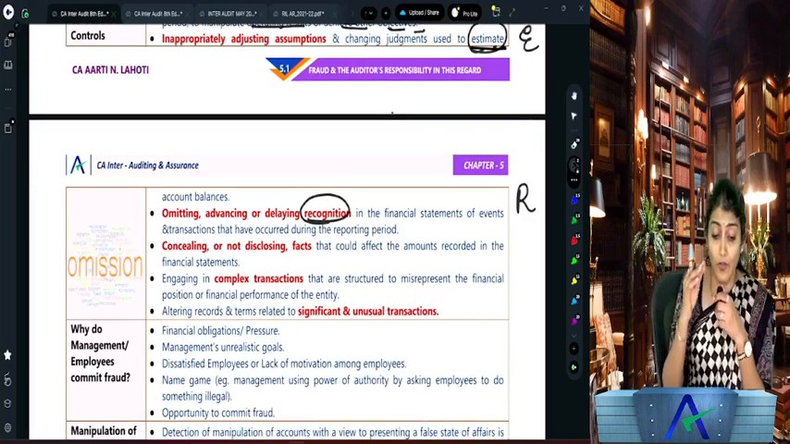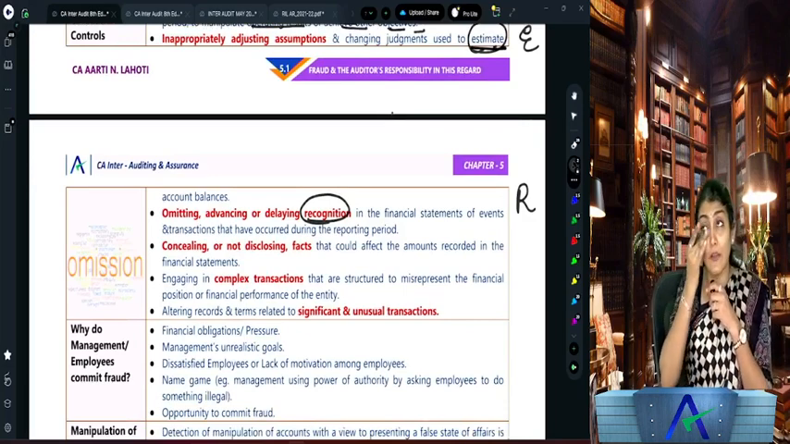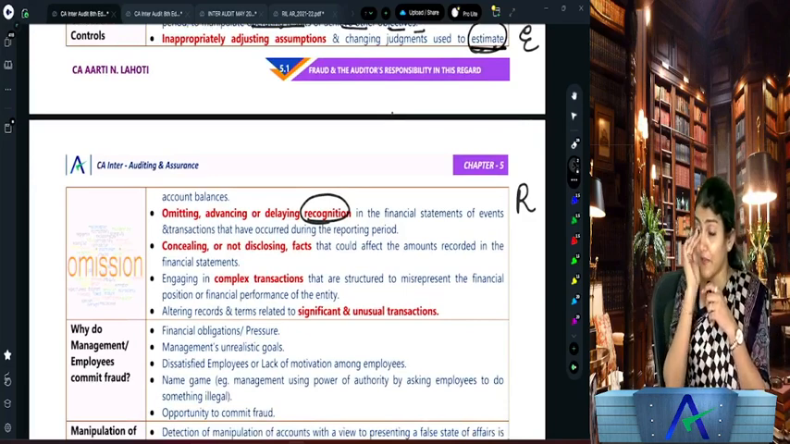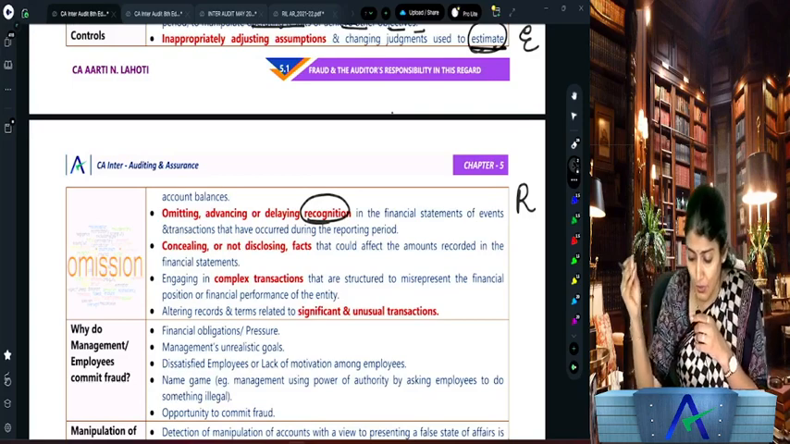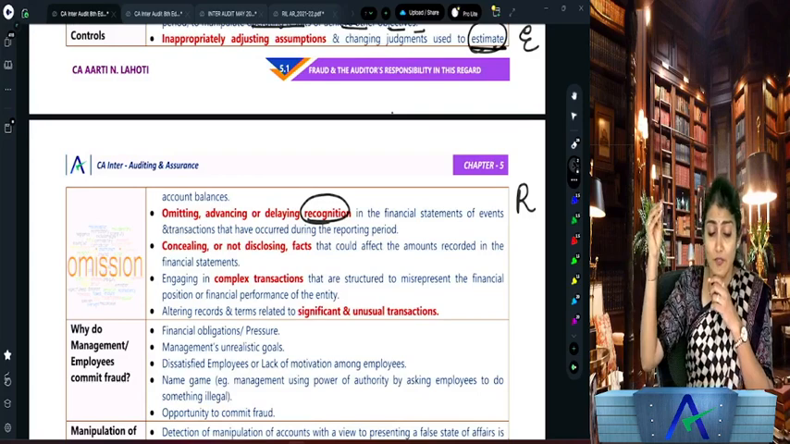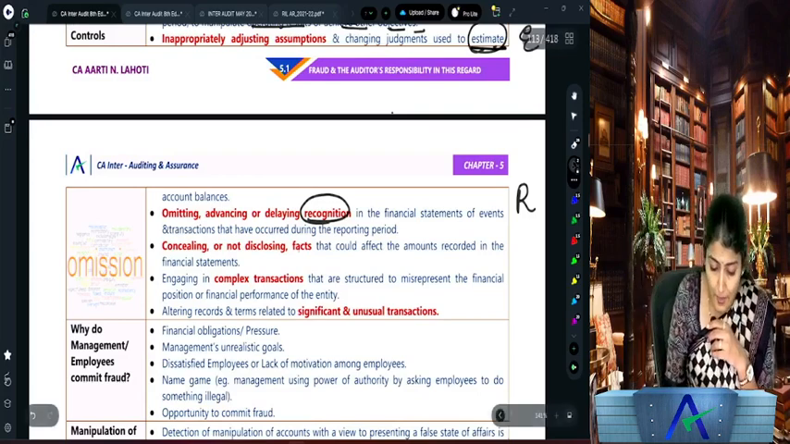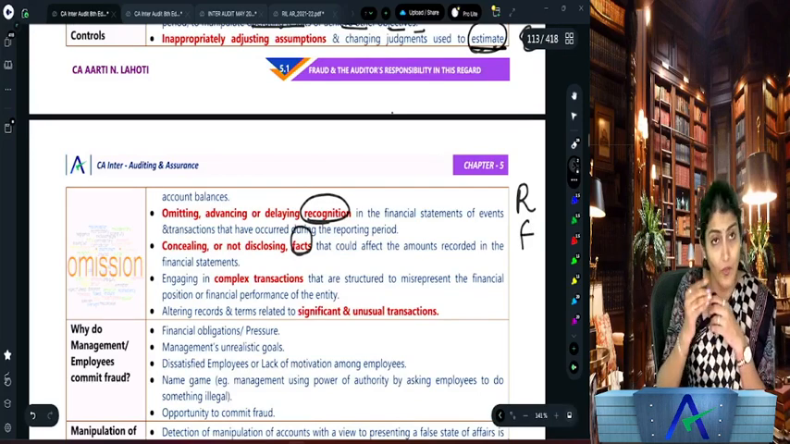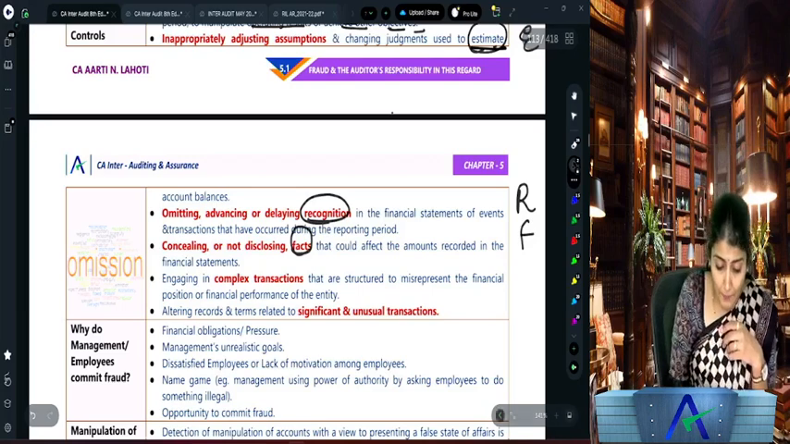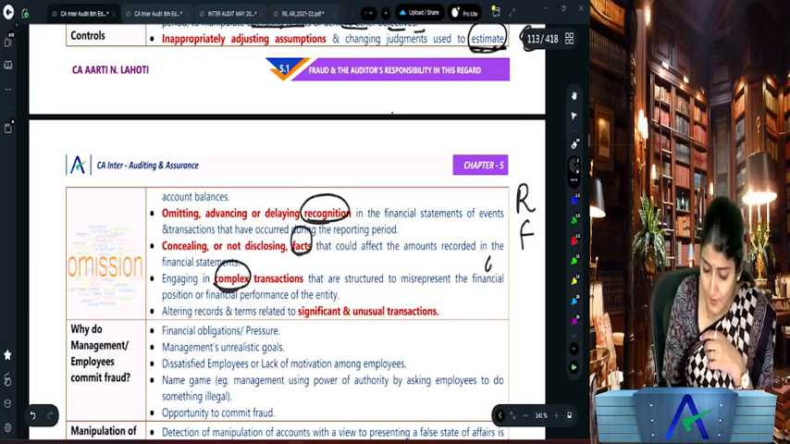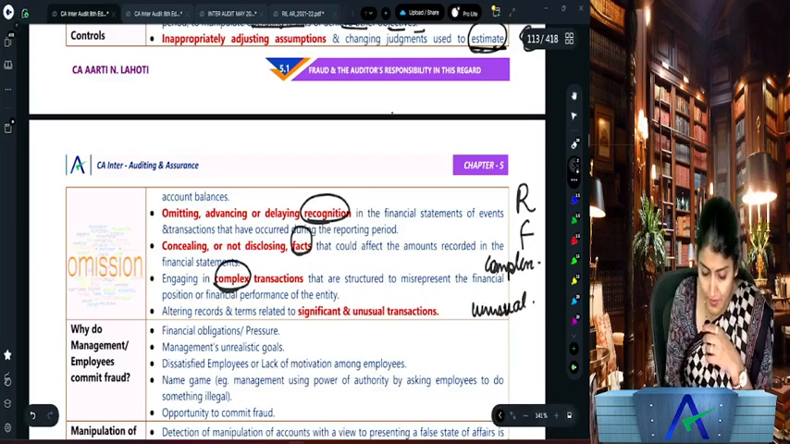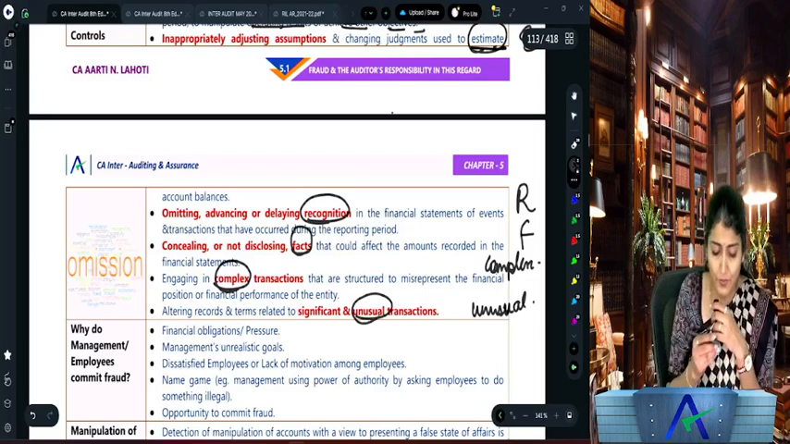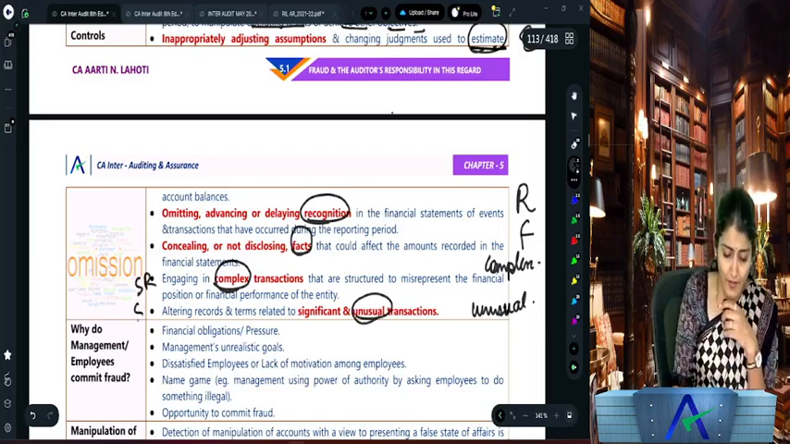Okay. Then what does it say? If the company has a contingent liability, should it be disclosed in the notes to accounts? If the company has a litigation going on, should it be disclosed in the notes to accounts? Yes, but the company has not disclosed the facts. And then the company is entering into complex transactions, and it is also entering into unusual transactions. Complex and unusual transactions, where we had studied SR.